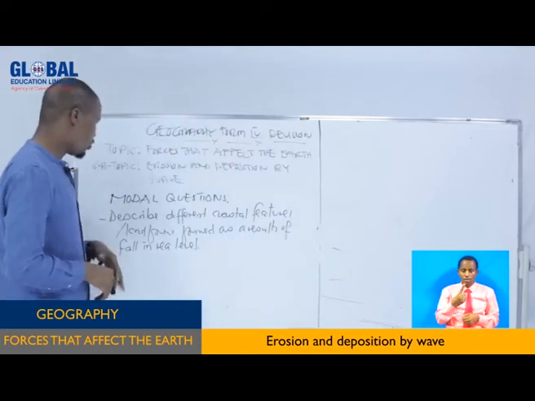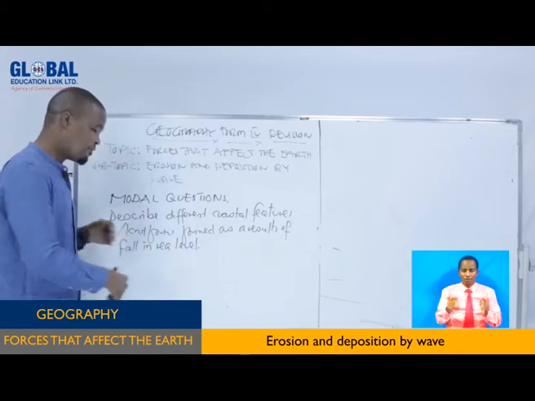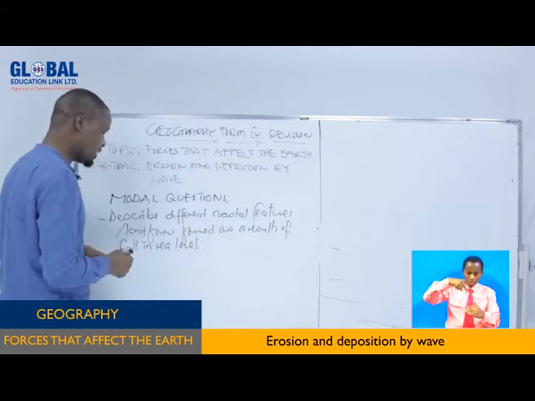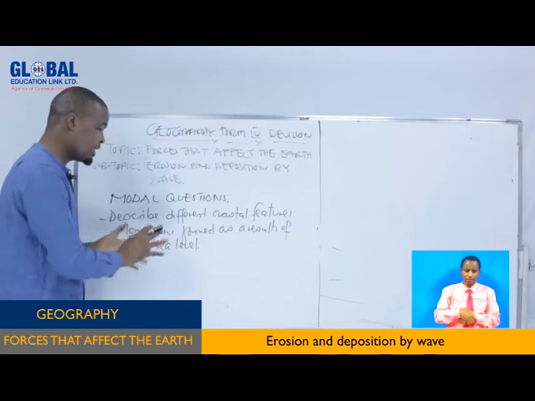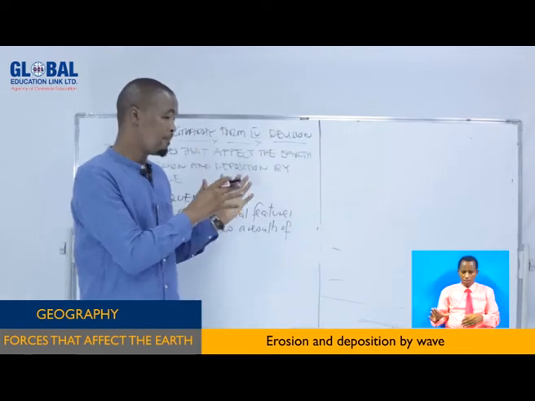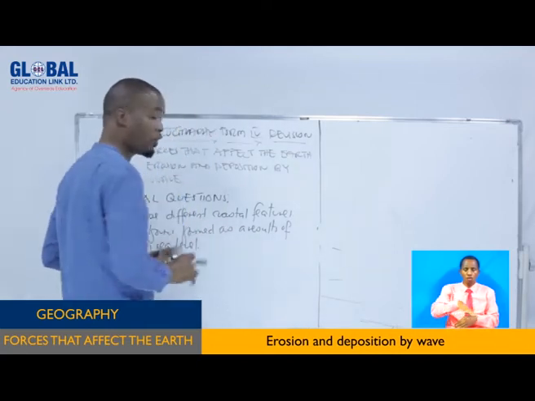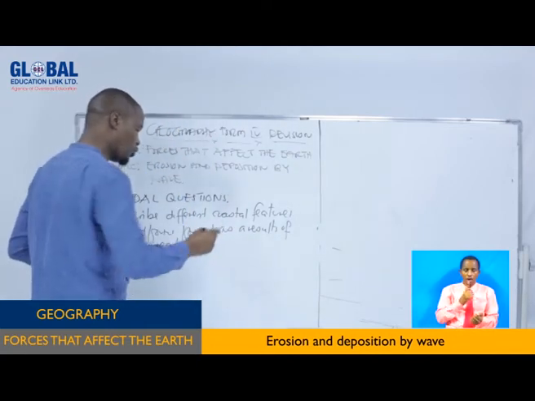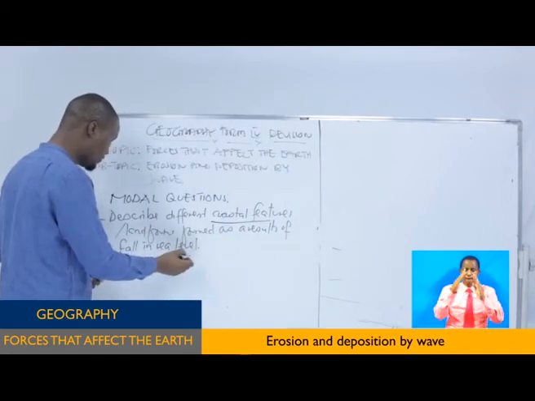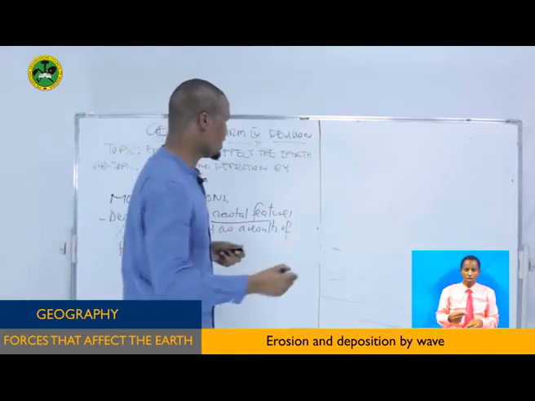It is written: describe different coastal features or landforms formed as a result of the following sea level. It needs us to explain different coastal features or landforms which formed as a result of the following sea level. So by referring to the concept I've explained about coasts, you are now able to answer this question, because the question needs us to explain the coastal features or landforms formed as a result of the following sea level.